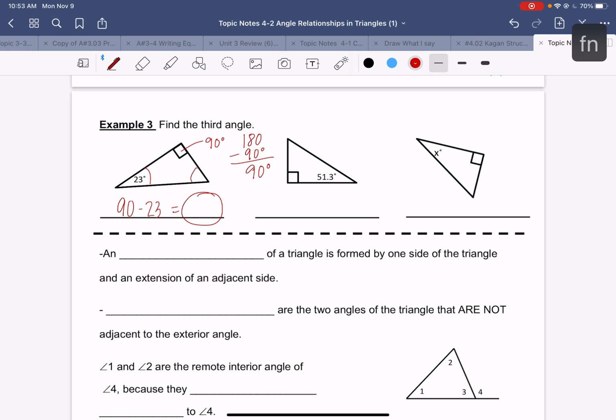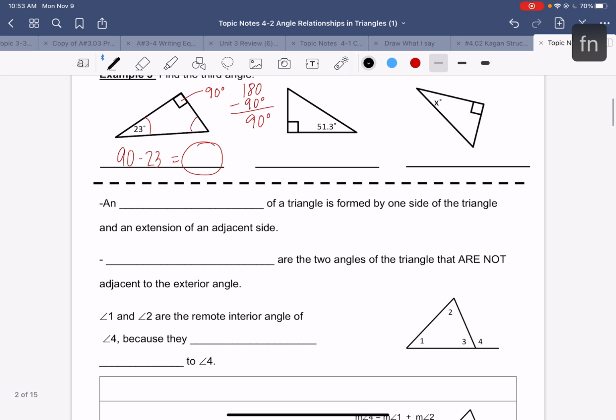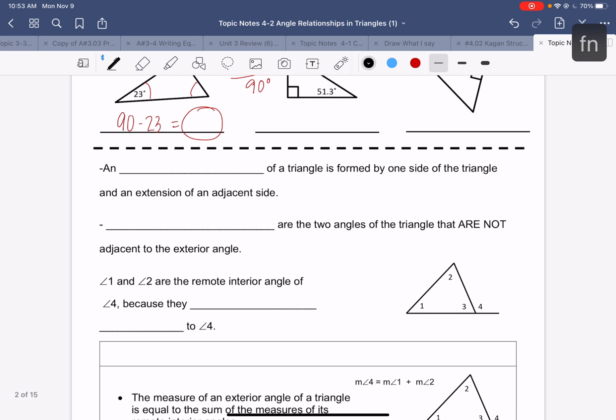So, all right. So let's just jump into what we need to go over today for you to complete the assignment. So the first definition right here is an exterior angle. The exterior angle of a triangle is formed by one side of the triangle and extension of an adjacent side. So it looks kind of like this. Okay, so that was an extension right here, and this creates this exterior angle right there.